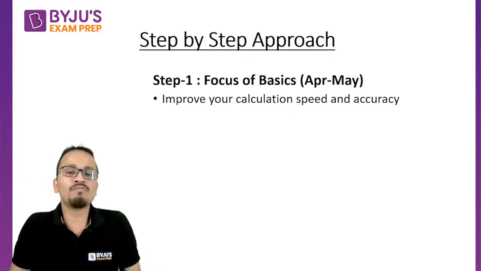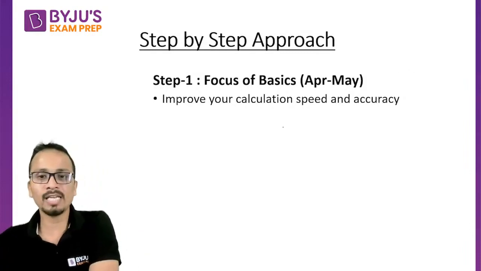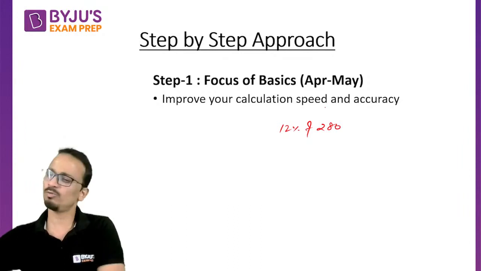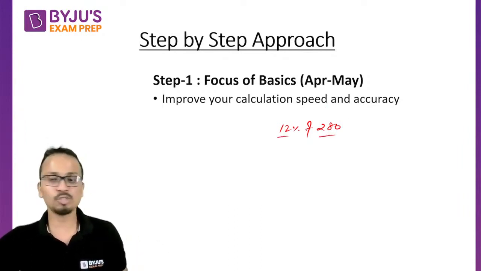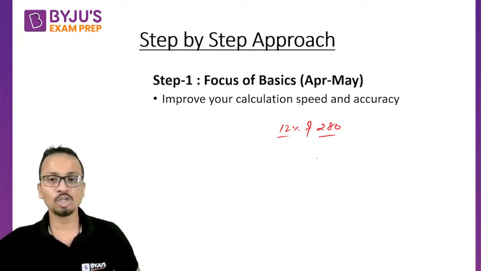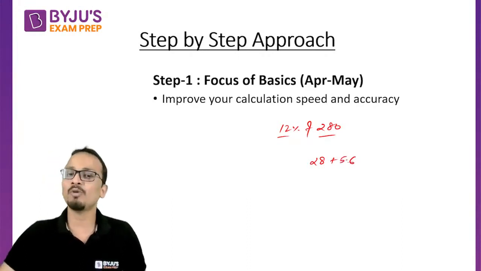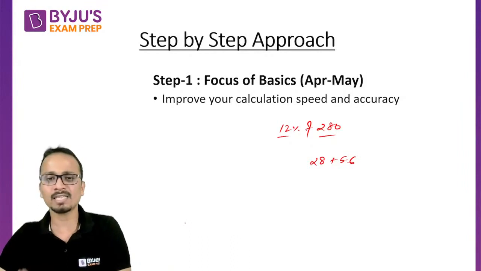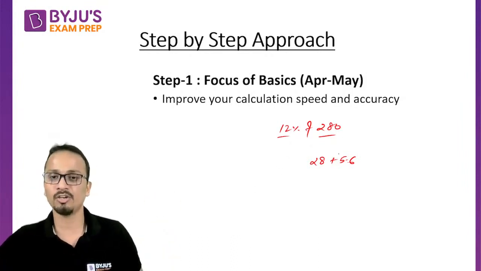If I ask you 12% of 280, and you are doing this type of calculation with a calculator, shame on you. You'll be wasting a lot of time. 12% of 280 we have to do orally, right? So 28 is 10% plus 5.6, so 33.6, orally. If we did this on the calculator, it would take 5 to 6 seconds. Orally, this calculation is done in 2 seconds, right?